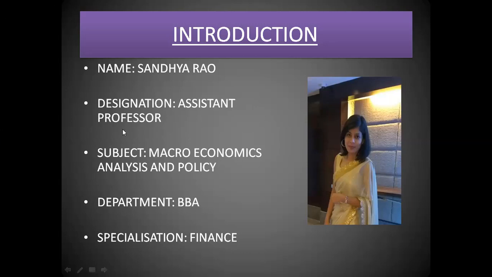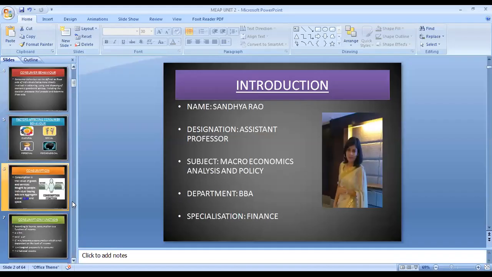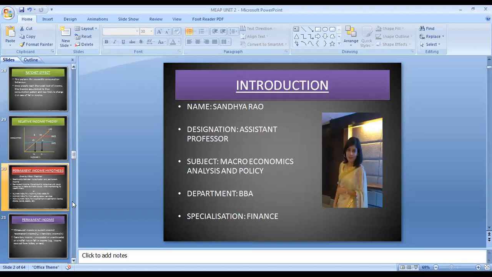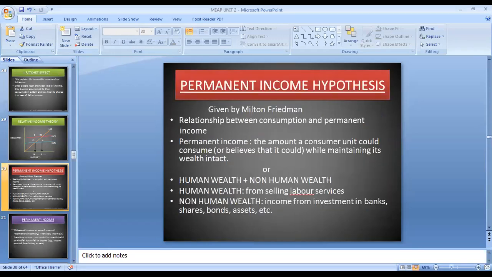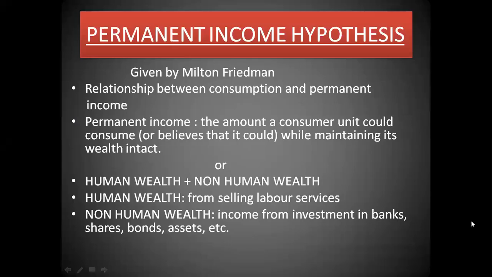So we have already covered the absolute income theory and the relative income theory. In this lecture, we'll be talking about permanent income theory. So first of all, who gave this theory? Milton Friedman was the person behind this theory.